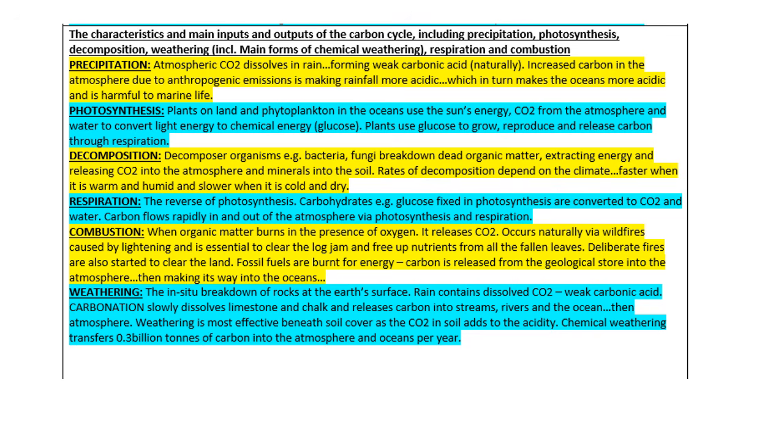So this is the in situ, where it is, breakdown of rocks at the Earth's surface. So you've got carbonation, where the rainwater contains weak carbonic acid, and carbonation slowly dissolves the limestone and chalks and releases the carbon from the rocks into the river and then into the ocean and then into the atmosphere. Weathering's more effective where you've got soil covering the rocks, because the soil adds to the acidity. And actually this chemical weathering transfers 0.3 billion tonnes of carbon into the atmosphere and oceans every year.